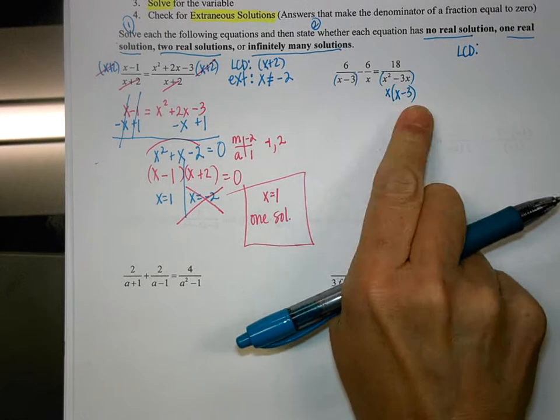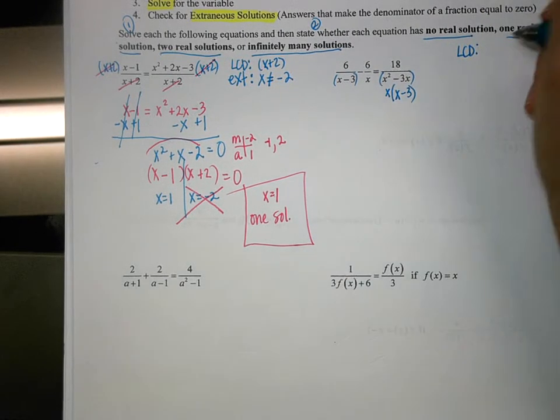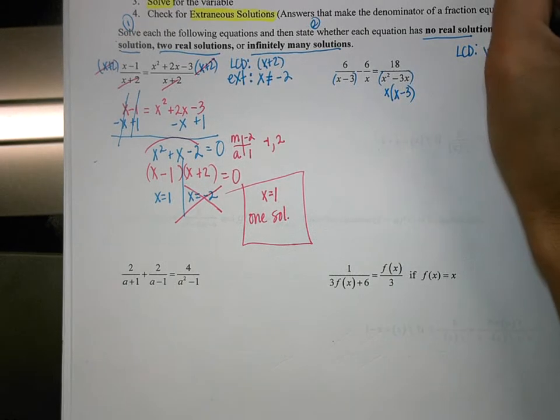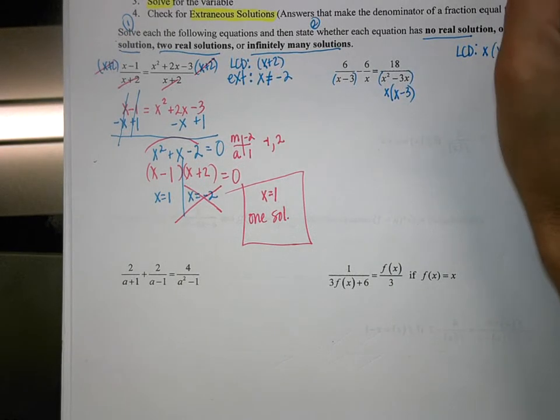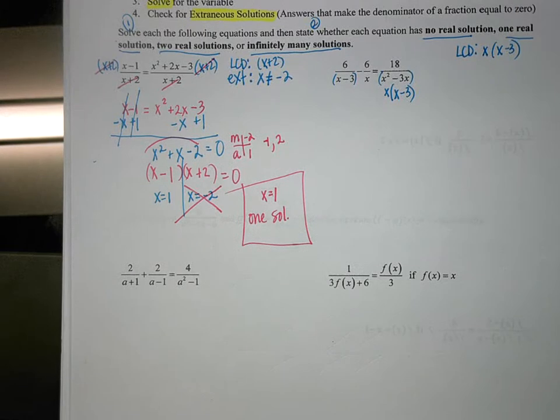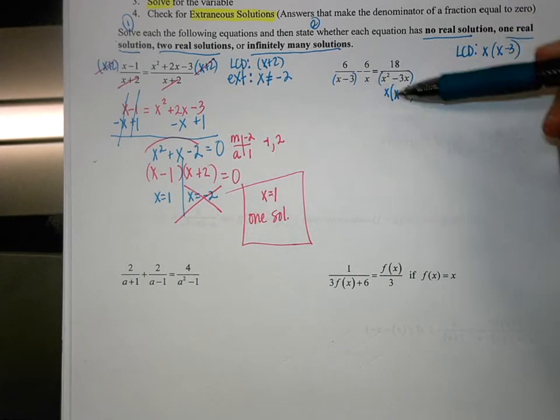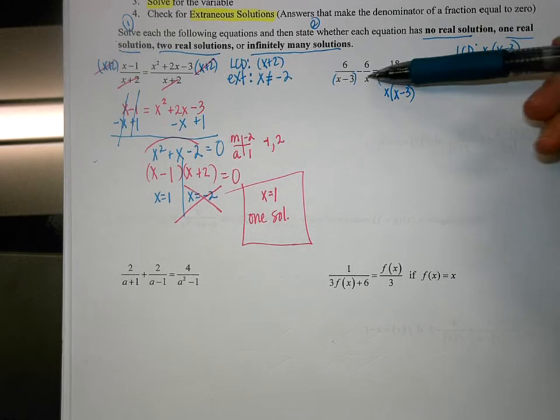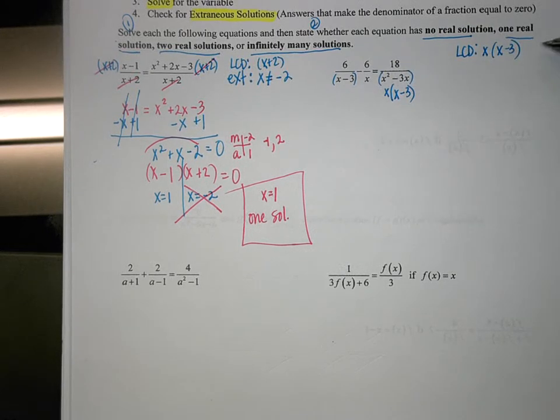So we need to figure out our LCD for this problem. So we know that we need an x minus 3 and we also need a x. So x and x minus 3 is going to be my LCD. Okay, so you're looking at all the denominators and you're figuring out what would be the common denominator based on each of the denominators. Good. Okay. Are we okay with that?